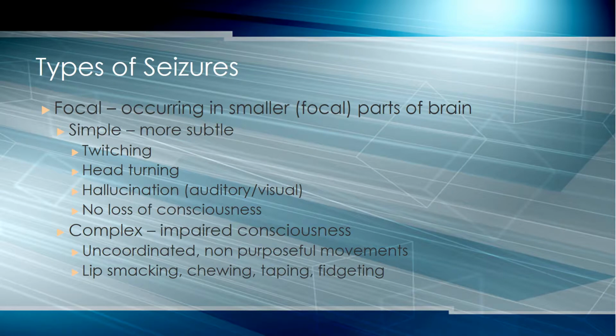Focal seizures happen in a more focused part of the brain, hence the word focal. The portion of the brain that is affected is directly related to what portion of the body is affected in the seizure. Simple focal seizures have more muscle twitches, auditory or visual hallucinations, vertigo, numbness, just to name a few. There's a whole long list.